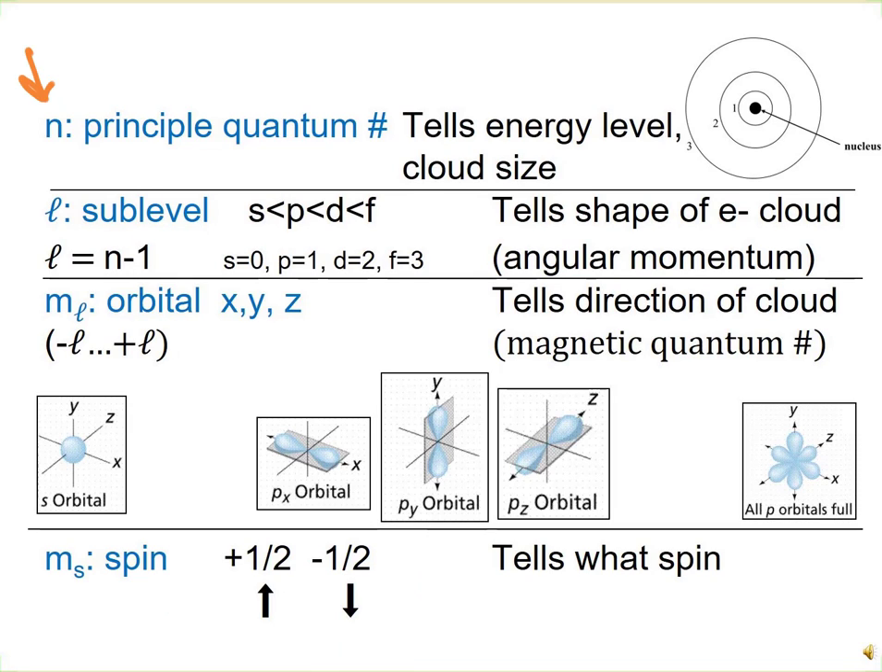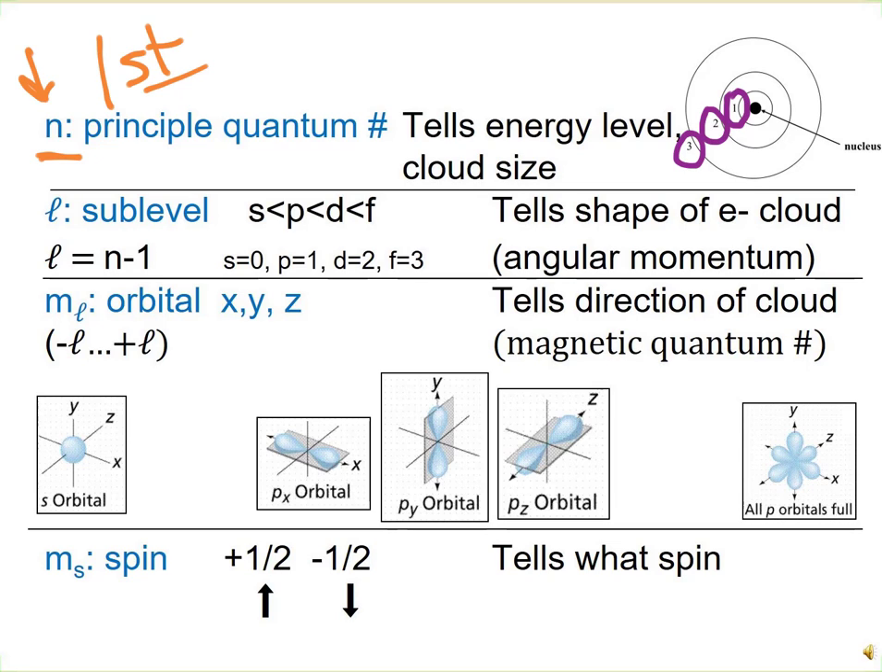The first quantum number is called the principal quantum number, and it is represented by an n. So this tells the energy level or the cloud size or how far it is from the nucleus. So if I have n equals 1, then that is going to be the first orbital that's closest to the nucleus. And if I have n equals 2, then that's the next closest one, and then n equals 3. And it tells the cloud size. So an n equals 3 cloud would be a lot bigger than an n equals 1 cloud.